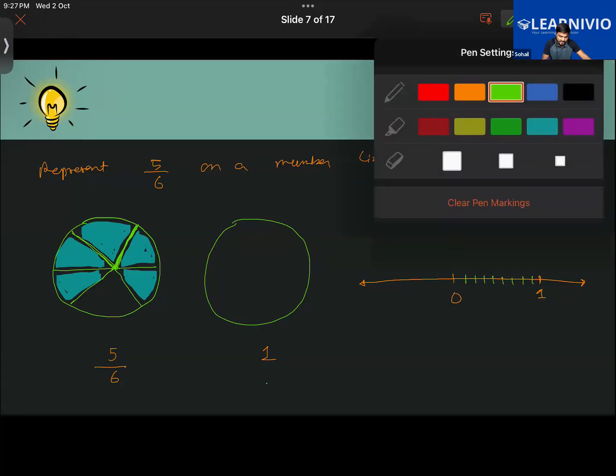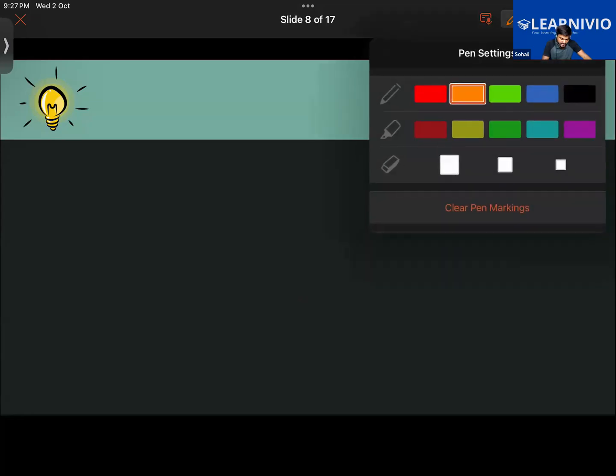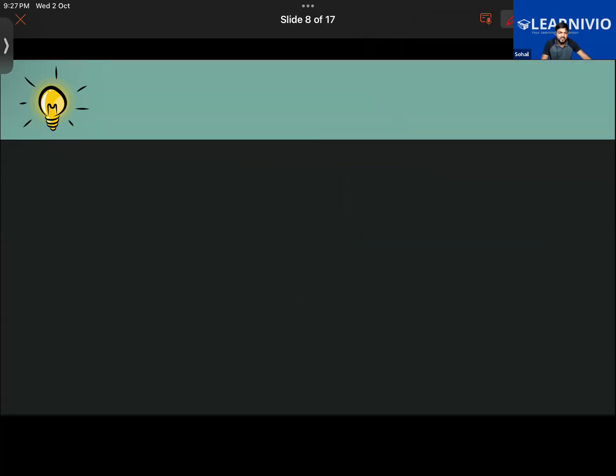Now where will be the number 8 upon 9? Do tell me. The last marking here, very good. So that one will be 8 upon 9. After this we'll be having 9 upon 9, which is simply 1. So we started from 1 upon 9, 2 upon 9, 3 upon 9, 4 upon 9, and so on, then we reached 8 upon 9. Hope this topic is clear to you. If you have any questions, please let me know.